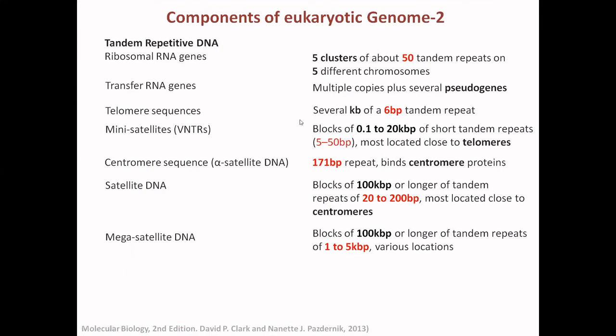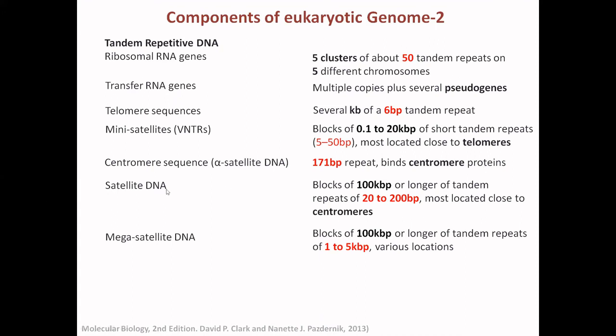This is several kb in total length, and each repeat unit is almost 6 base pairs in length. Then there are minisatellites, also called VNTR. VNTR means variable number tandem repeats. So the total length is 0.1 to 20 kb, and each repeat unit is almost 5 to 50 base pairs, and they are mostly located close to the telomere. Then there is the centromere sequence, which is also called the alpha satellite DNA. So it is the 171 bp repeats. It binds to the centromere protein.